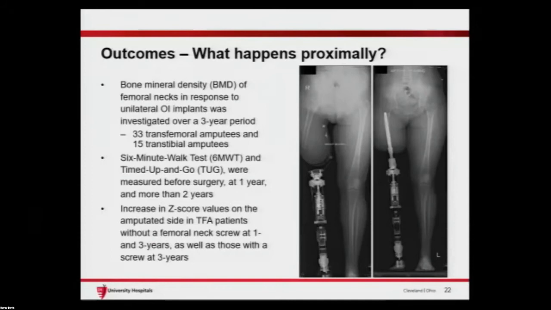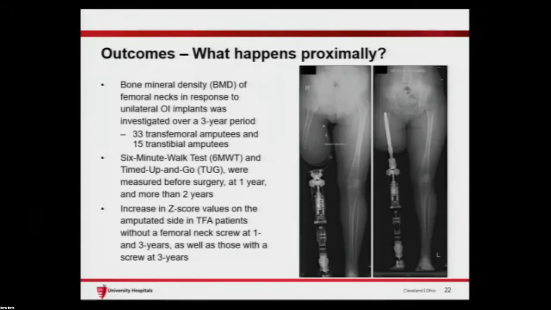And the take-home point from this is they looked at transfemoral amputees as well as transtibial amputees. They looked at bone mineral density pre-surgical as well as at a year and 3 years post-op. They also looked at the 6-minute walk test as well as the timed up and go test, and then tried to come up with some conclusions.